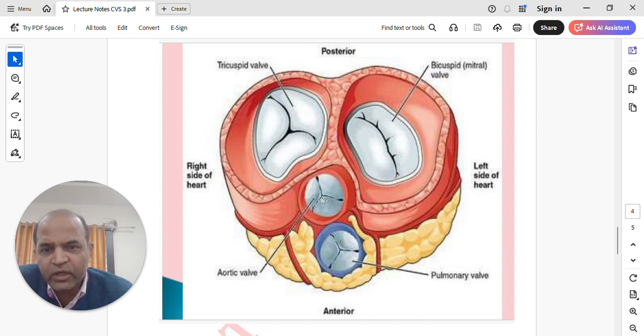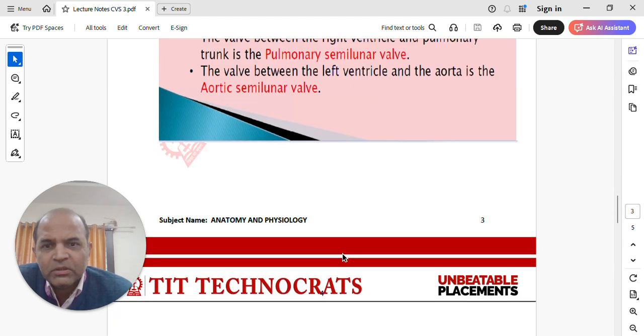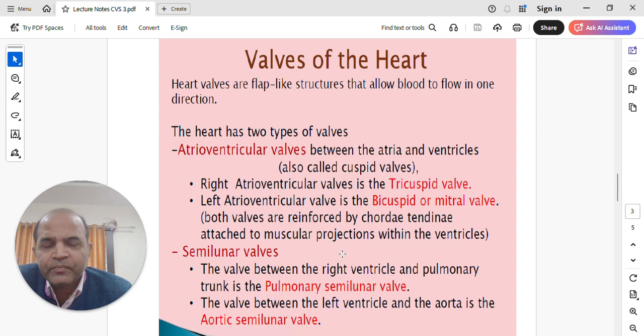And this is the aortic valve which contains oxygenated blood. And this is the pulmonary valve which contains deoxygenated blood or carbon dioxide-rich blood. So these are the valves of the heart.